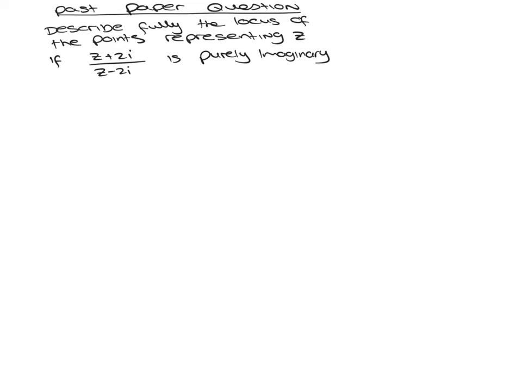Now we're going to look at a past paper question. I think this one came from 2013. And what it says is, describe fully the locus of the points representing z if (z plus 2i) over (z minus 2i) is purely imaginary.